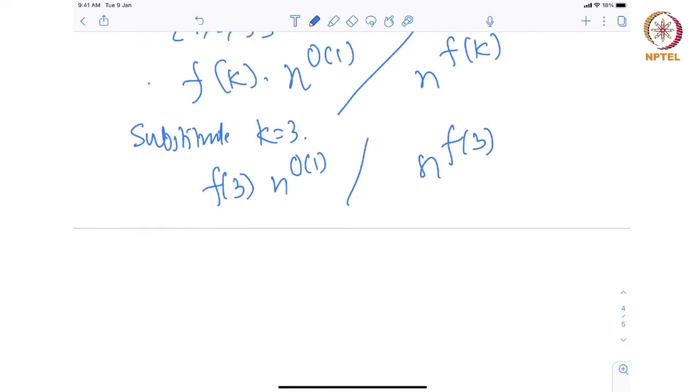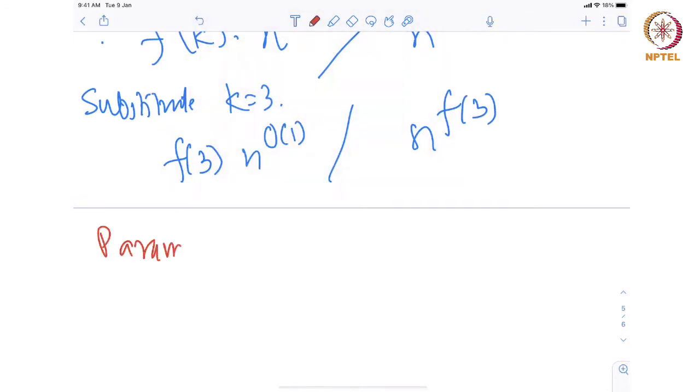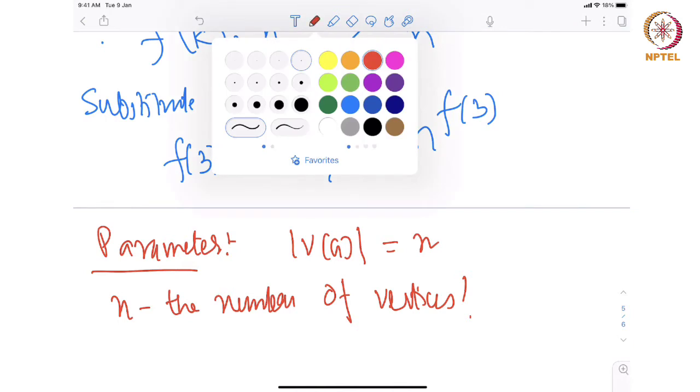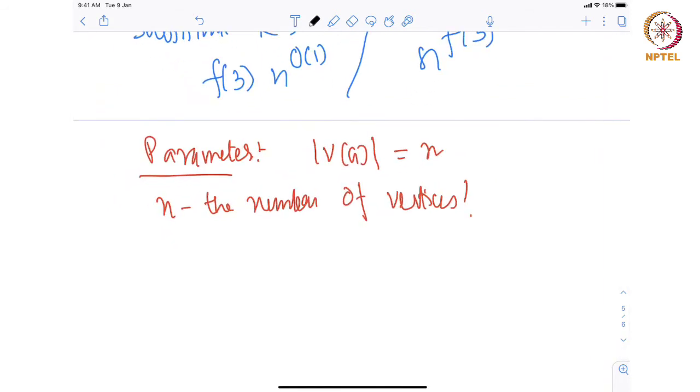Okay. So for this, we are going to use a parameter which is the cardinality of V(G), that is n. So we are going to use our parameter n, the number of vertices. Now, we can ask, is this k-coloring problem FPT parameterized by n?